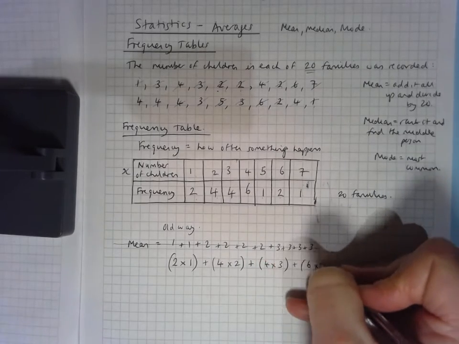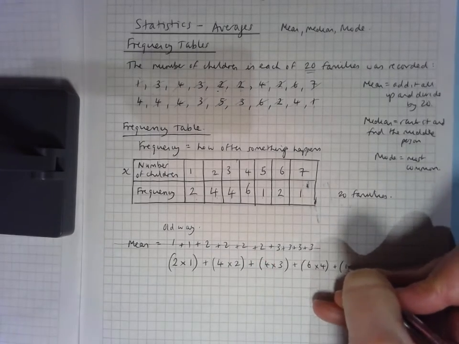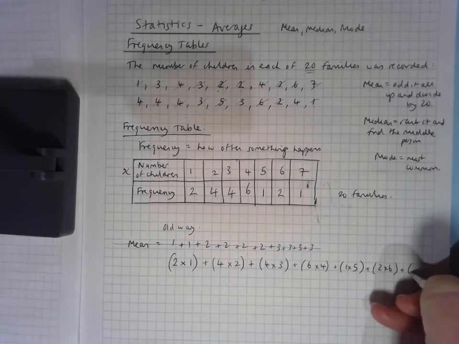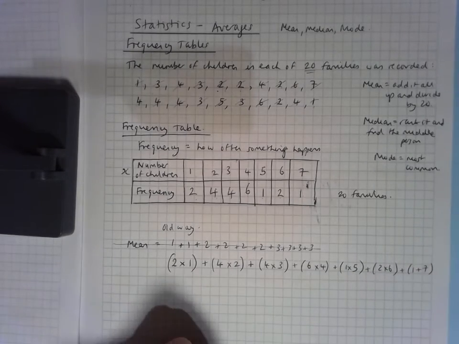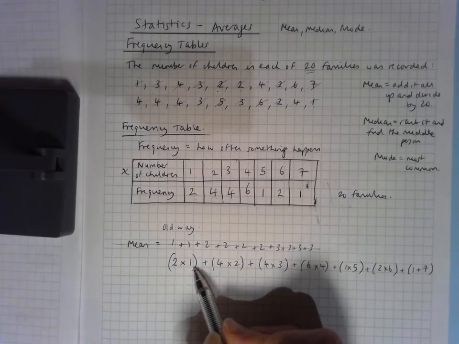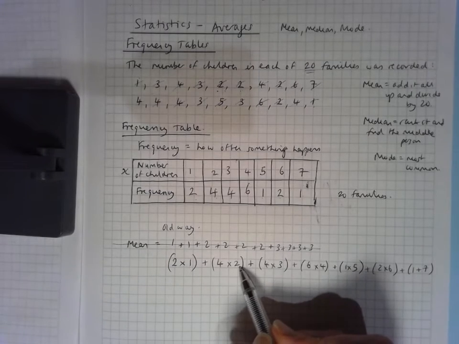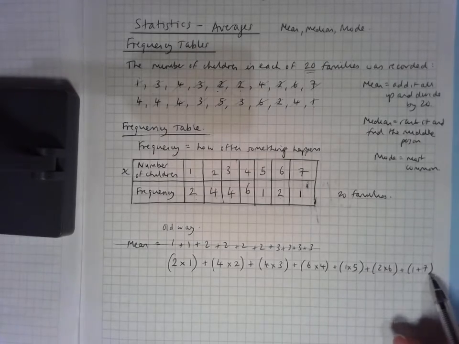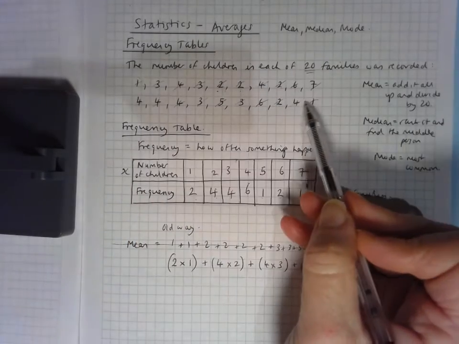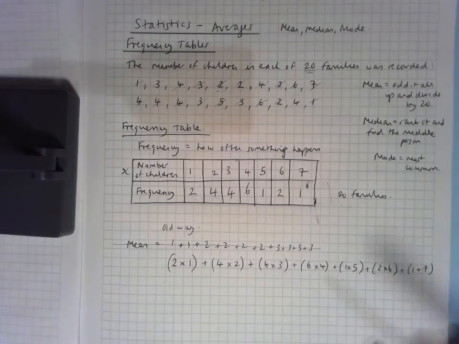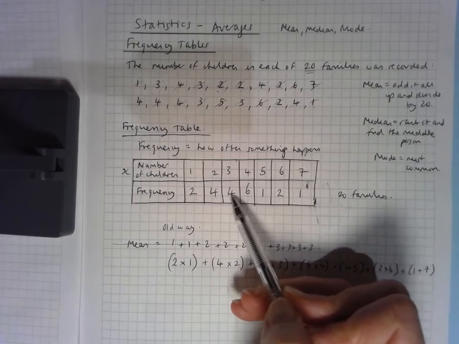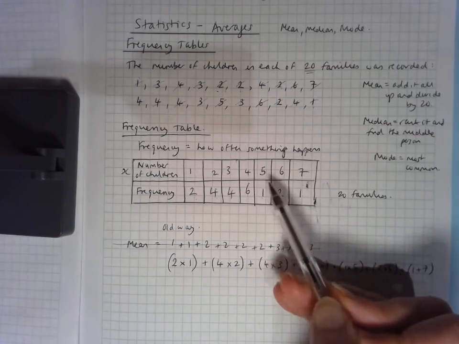And for the 5s there's 1 of those, and for the 6s there's 2 of those, and for the 7s there's 1 of those. So I would still have 2 1s, 4 2s, 3 3s, 6 4s, 1 5, 2 6s, and 1 7, which is what I would have had if I'd added them up here. In other words, we're multiplying this by this, this by this, this by this, and adding them all together.